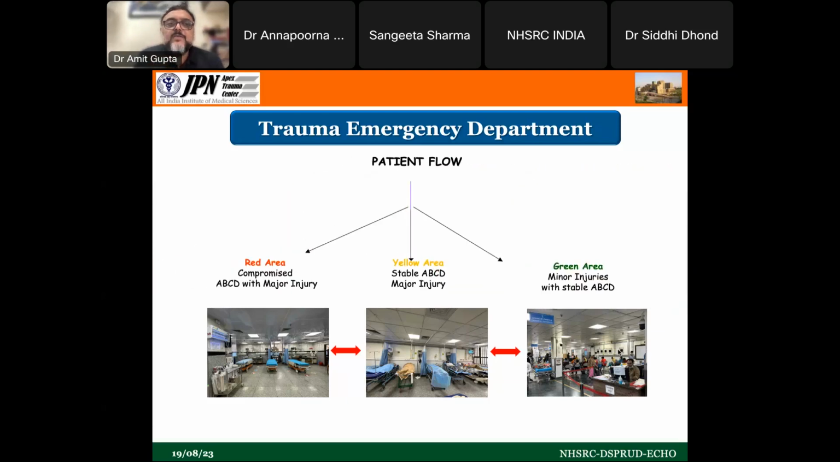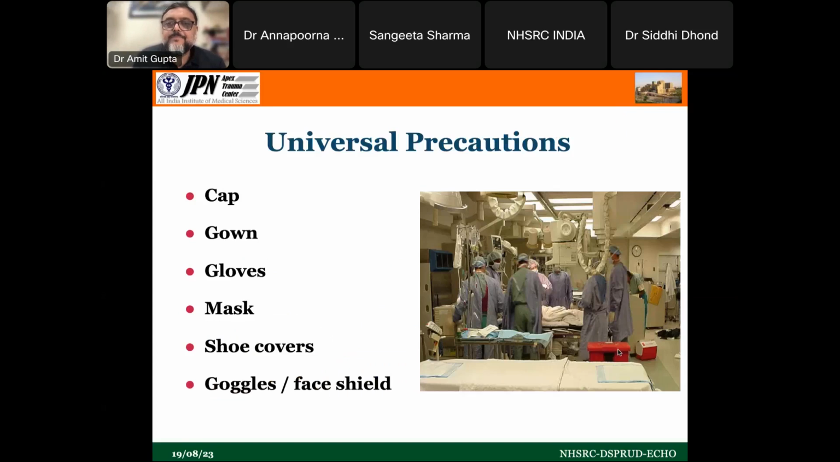We triage the patients of compromised ABC with any major injury or major mechanism of injury as red. And we do the whole ATLS protocol. Then yellow area, stable ABCDs with major injury which require hospital admission or might require hospital admission, go to the yellow area. And then the green patients are minor injuries with stable ABCD.